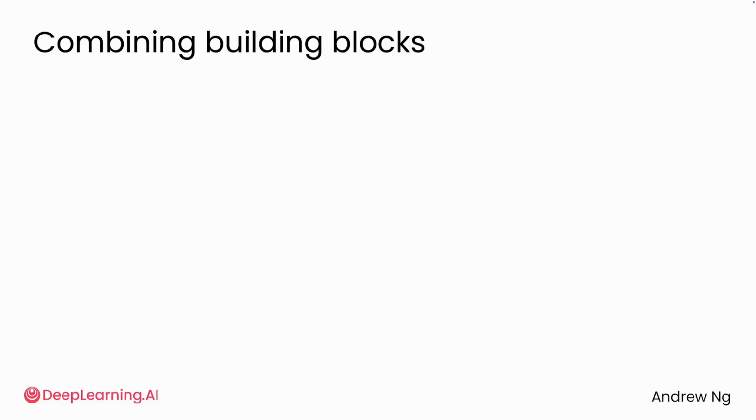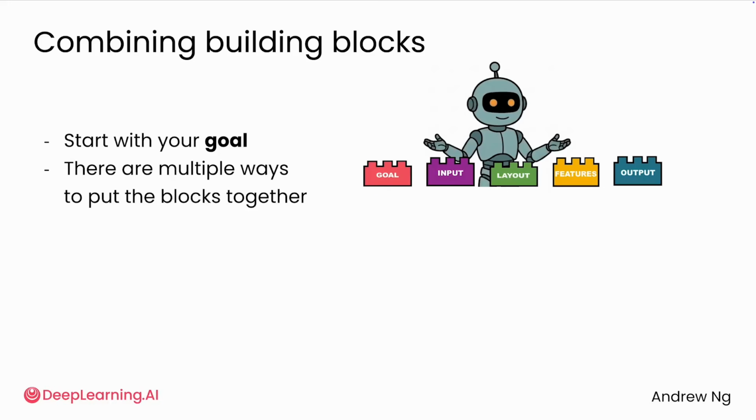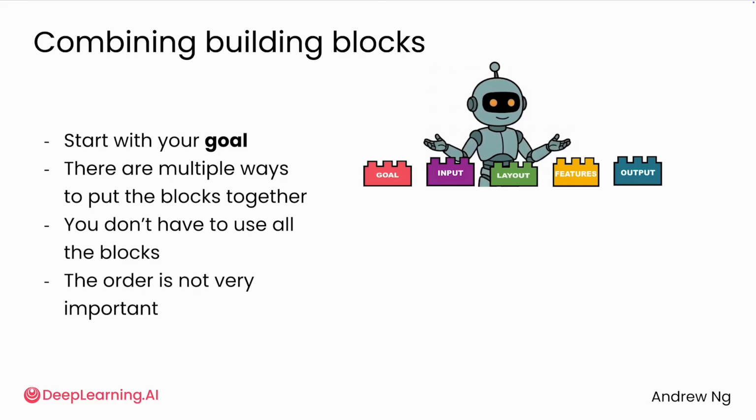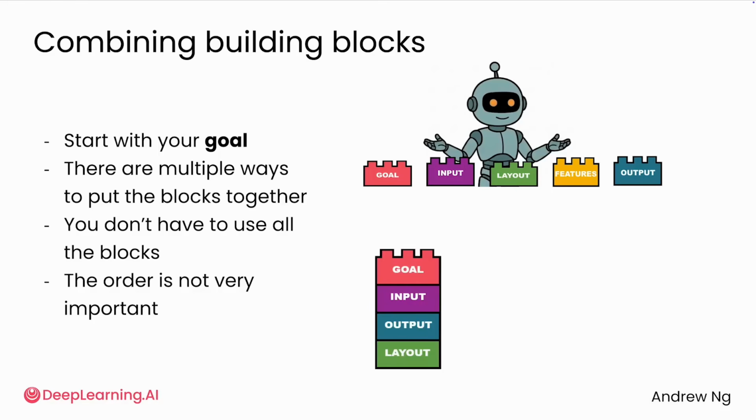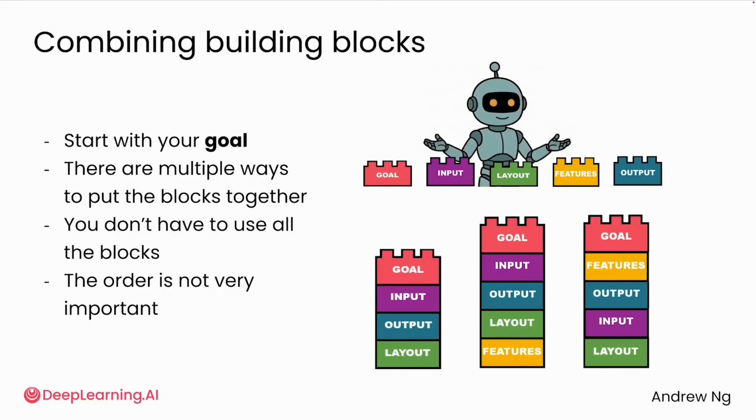Now, whether you're writing a single long prompt all at once, or whether you're giving it one building block incrementally, one piece at a time, I will often start by telling the AI what is my goal. And then of the remaining building blocks, there are multiple ways to put them together, and you don't have to use all the building blocks every time, and the order is also not very important. Start with the goal and tell the input-output layout and maybe not list any special features. Or you might put the building blocks together this way and it could work fine. Or you might list out the building blocks in a different order, and the AI is usually pretty good at understanding these different rearrangements of the building blocks.